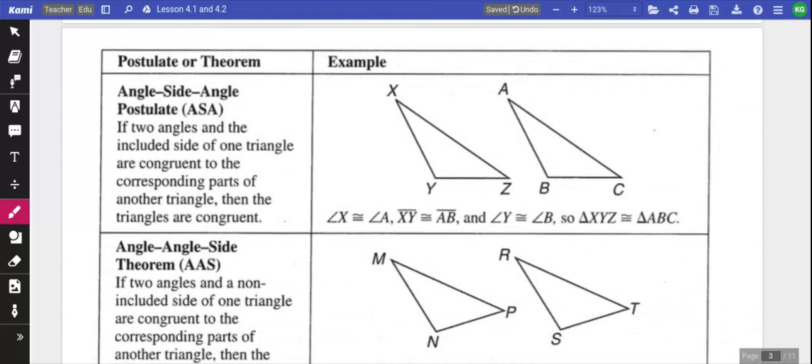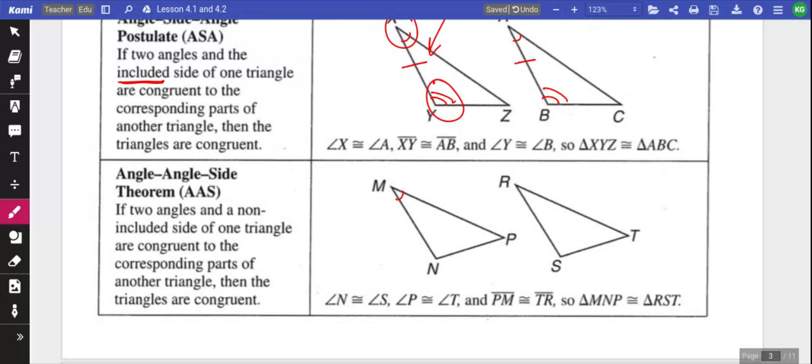So there are 4 ways to prove triangles congruent. And the first one is angle side angle. Angle side angle says if two angles and the included side, and that's the important part, it has to be the side that is in between the two angles. So if I marked angle X and A as congruent and Y and B as congruent, and then did the side XY and side AB, then I have 2 angles and the included side, which means the side in between them. So then I could prove that these triangles are the same shape and size.